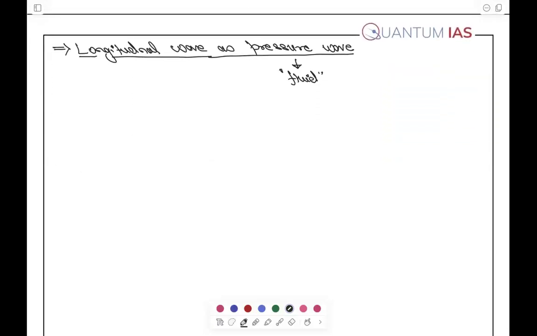So, what is happening here? Before any wave, I can say that the particles are arranged like that. No wave is there.